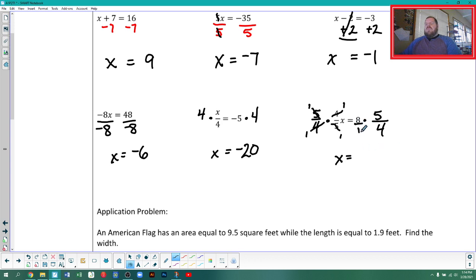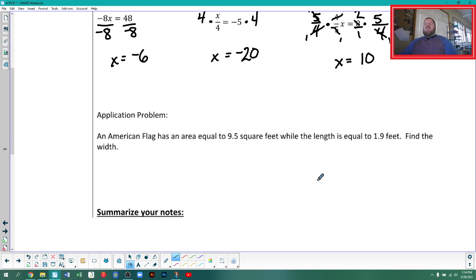And here we're just multiplying fractions. If you can reduce, reduce. There's 2 4s in 8, and there's 1 4 in 4. So now I have 2 times 5, which is 10, over 1 times 1, which is 1. And that's my final answer. Okay.